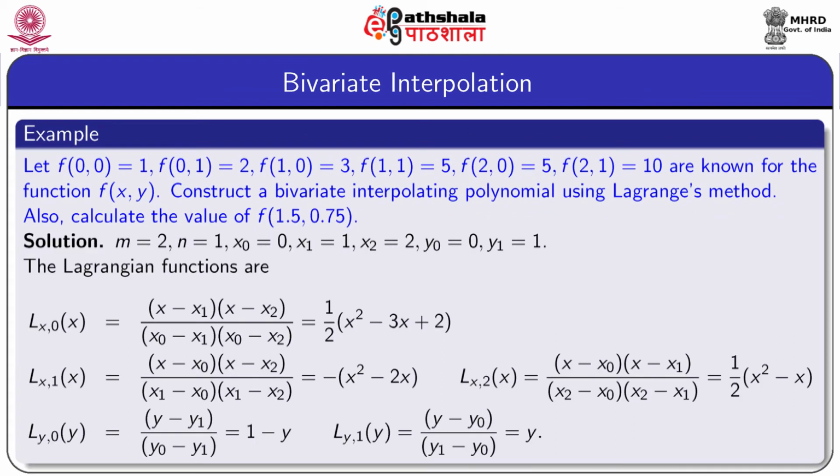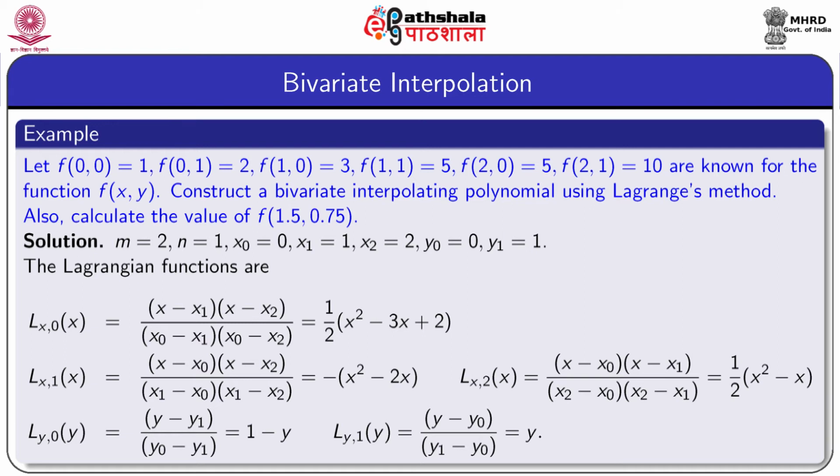So, for this problem, m equal to 2, that means the number of arguments for x is 3, and n equal to 1. That means x0 equal to 0, x1 equal to 1, x2 equal to 2, and y0 equal to 0, y1 equal to 1.